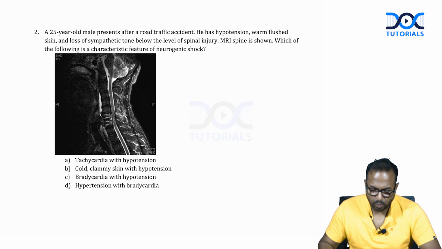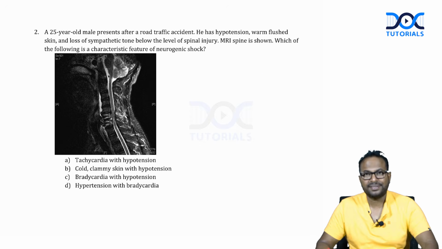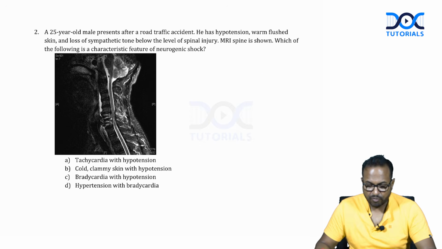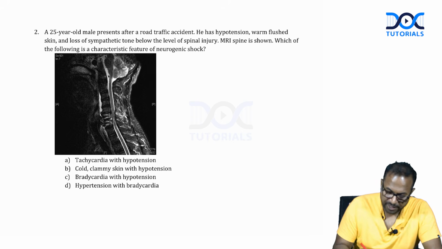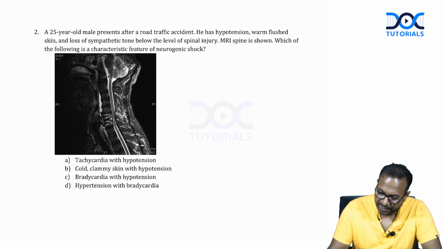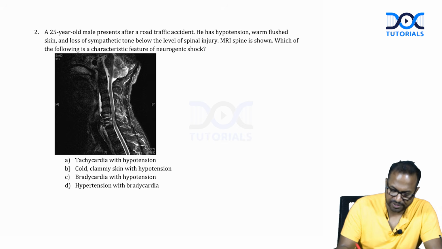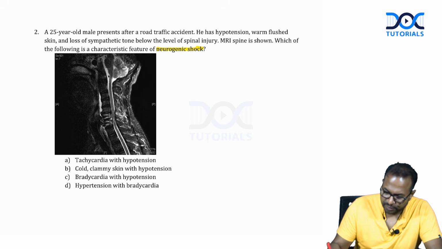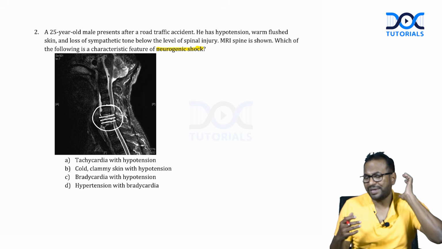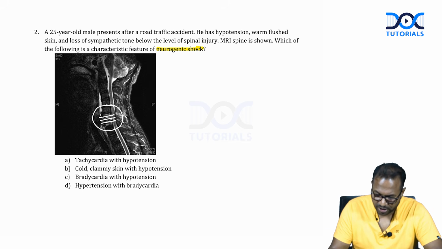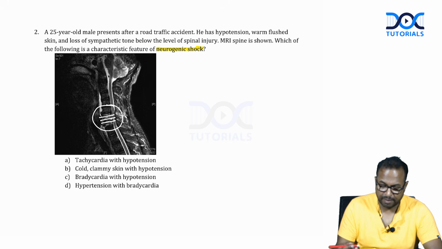A 25-year-old male presents with a road traffic accident. He has hypotension, warm flushed skin and loss of sympathetic tone below the level of the spine. An MRI spine is shown below. Which of the following is a characteristic feature of neurogenic shock? From the picture there is a transection of the spinal cord at the neck level. So there is an injury here, and the patient is developing neurogenic shock. This is also another repeat question.